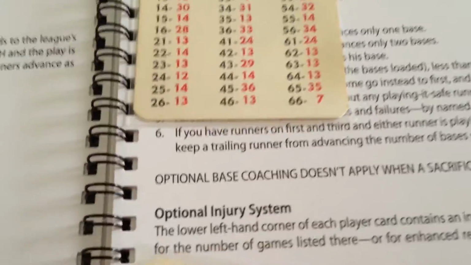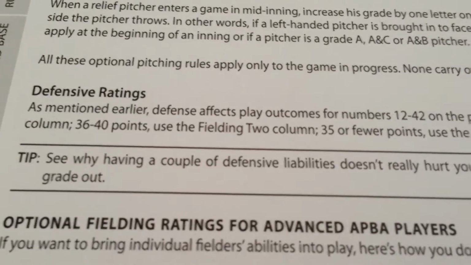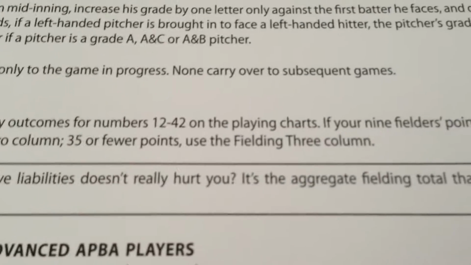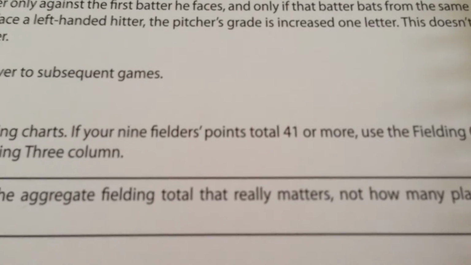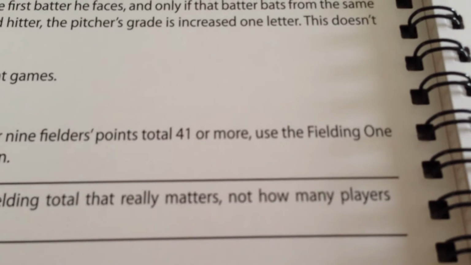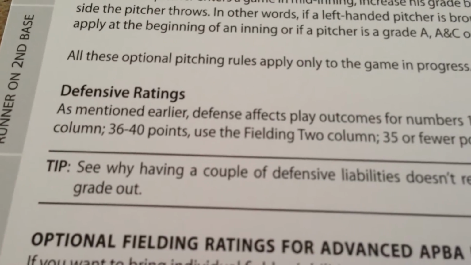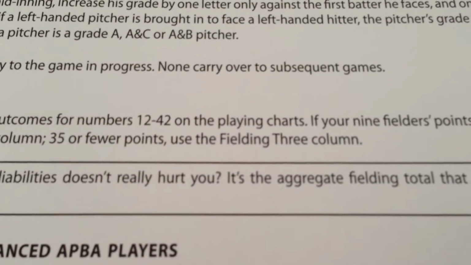Now, let me go ahead and pick these up. Get them out of the way here real quick. There's a couple different areas. In the regular rules, it talks about defensive ratings. Defensive plays affect outcomes when you get result numbers of 12 to 42 in the playing charts. If the 9 fielders total 41 or more, which in our case, if you remember, the Tigers totaled 42, use fielding 1 column. 36 to 40, use fielding 2, and 35 and fewer, use fielding 3.